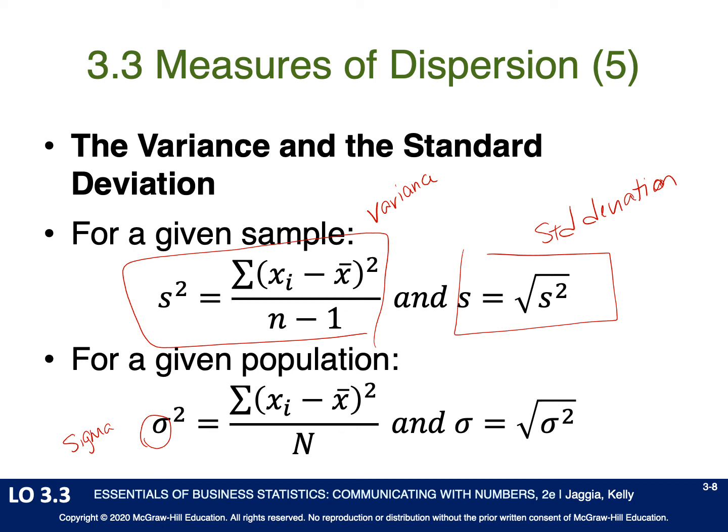the population variance. Notice the numerator is exactly the same. It's just that the denominator is the population size. And then again, we'll calculate the standard deviation by taking the variance of the population and taking the square root of that. So again, this is really important.